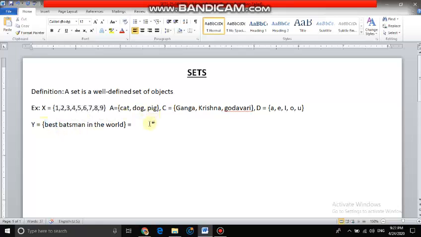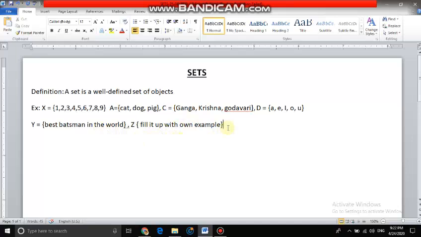Or if I say any other example which is not a set, you can fill it up with your own example here. Fill it up with your own example, which is not a set.